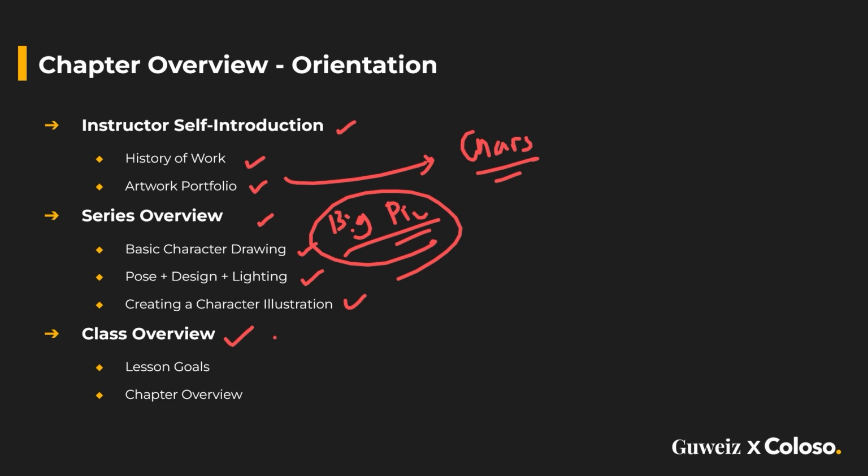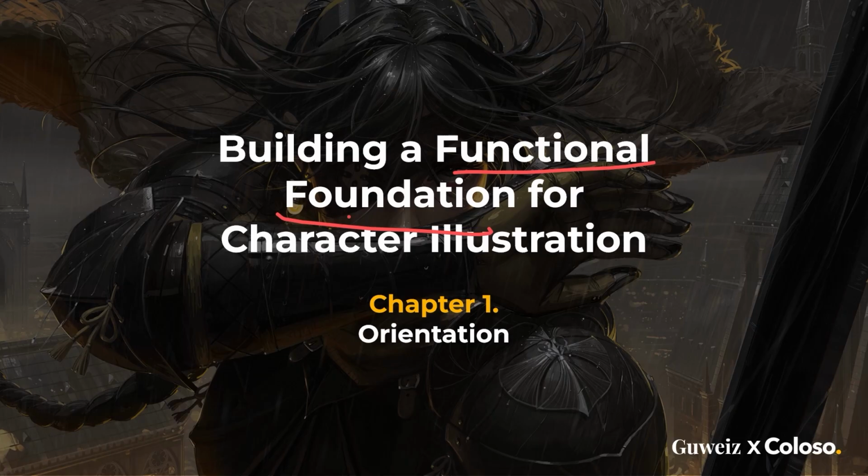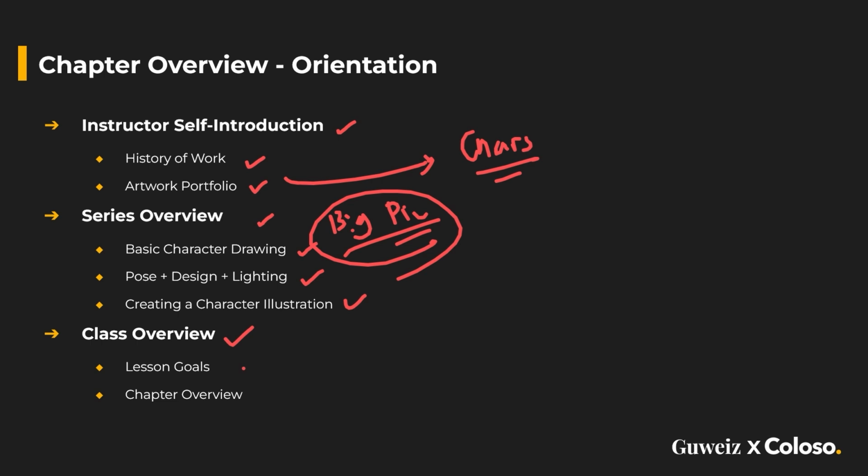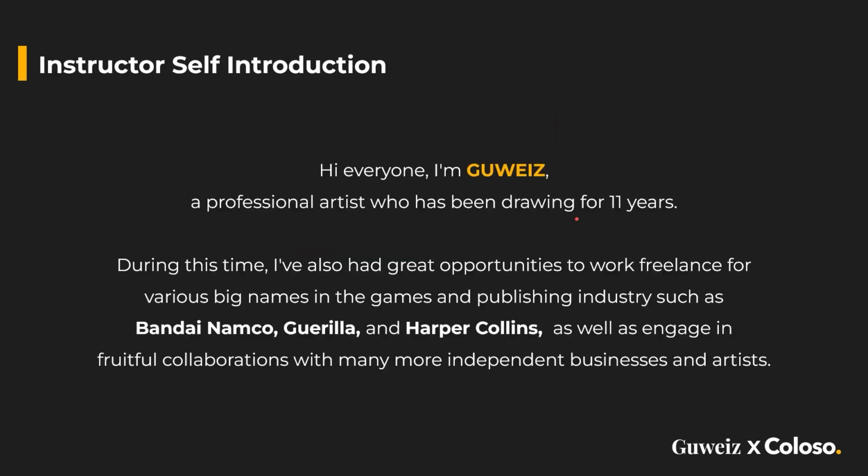And for the class overview, which is this class itself with its various chapters, as a part of the series, right? We're going to be talking about lesson goals. What do we want to learn from this very first part of the series? As well as some chapter overview, which is going to be a little bit more fine-grained. We're going to be talking about each chapter, what kind of things we're going to be looking at in each chapter. And that's pretty much the gist of today's very important, kind of dry, but very important orientation chapter. So let us proceed to the next slide.